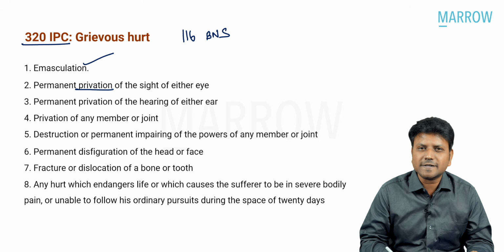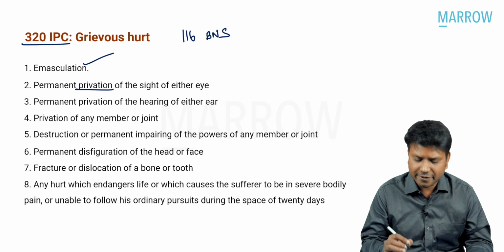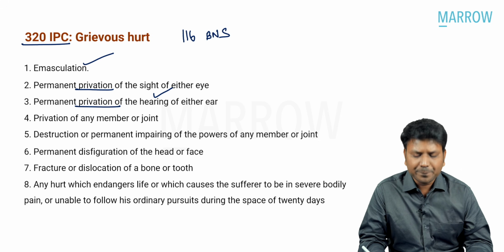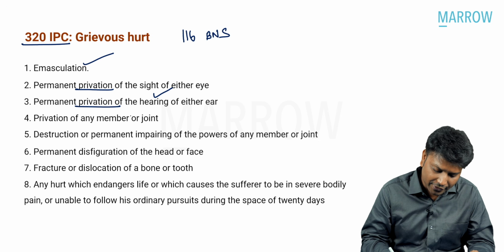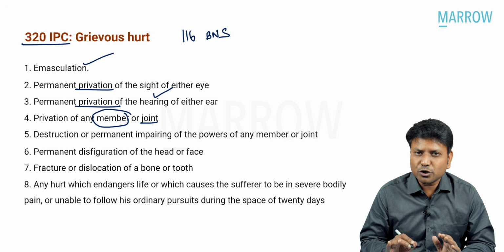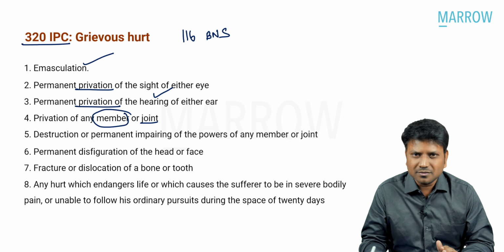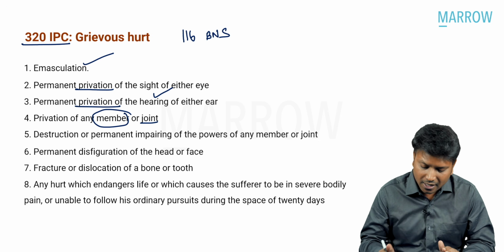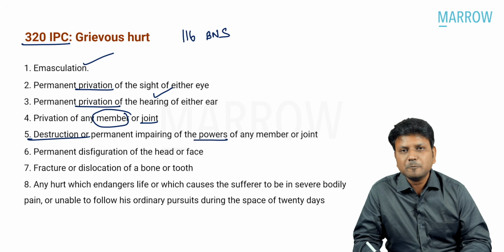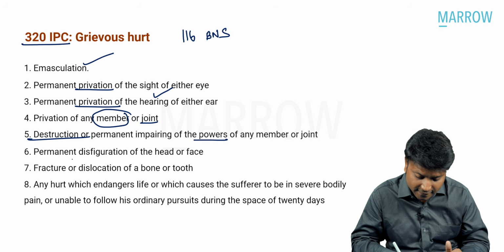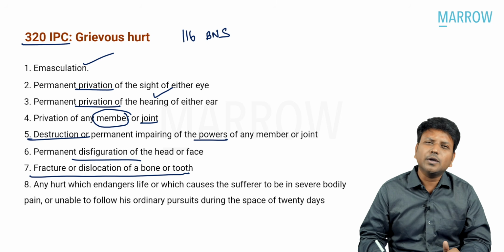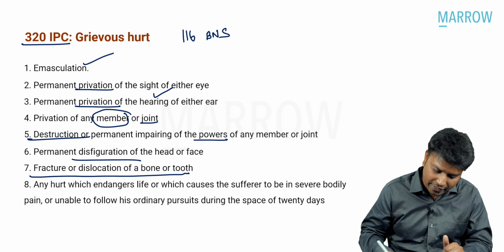Permanent loss of sight of either of the eyes. Loss of sight. Permanent loss of hearing of either of the ears. Loss of hearing. Privation of any member or joint, that is, totally lost, or else power alone is lost. Destruction of powers of any member or joint. Disfiguration of the face. Any fracture or dislocation of a tooth. You have the 7th class. The 8th class is very important.